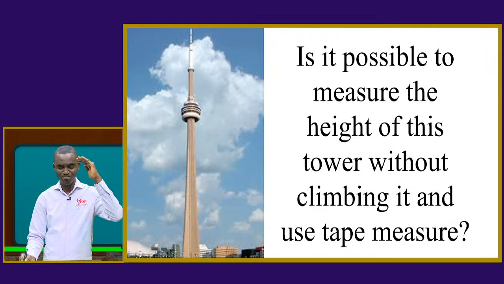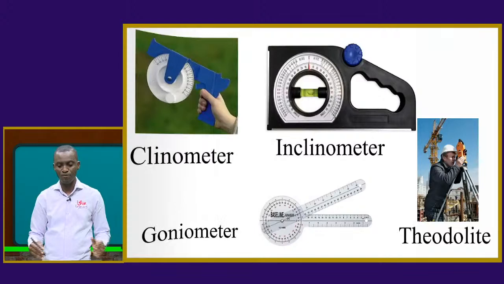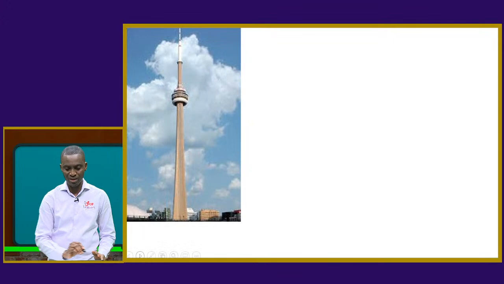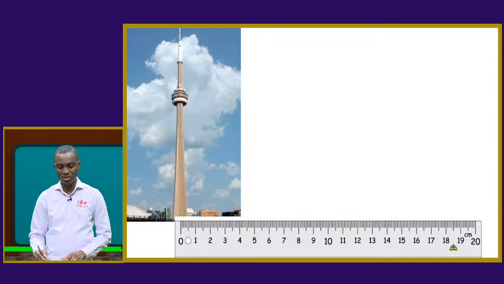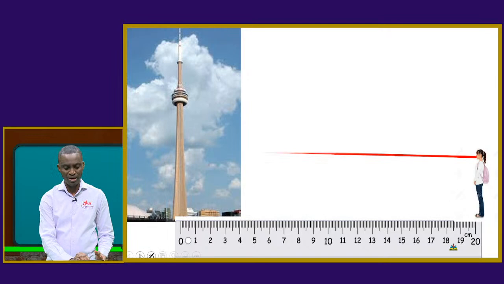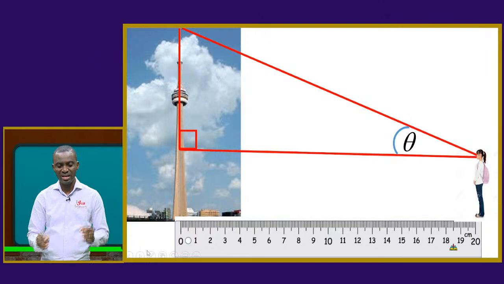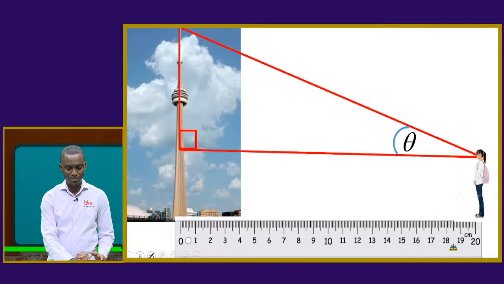Well, it's possible, and we can do that with the help of trigonometry. If you look at these instruments I just brought, if you get any of them, you can measure angles of elevation. When you measure angles of elevation with this clinometer or inclinometer or the rest that we have here, with the help of these materials and rulers or tape measures, we can take some distance and measure angles of elevation. When you're able to get the angle of elevation, that is the theta, we'll be able to use our trig ratios, and then we can know the height of this very tower. That is what I want you to understand. It's possible we can measure without climbing, with the help of trigonometry.